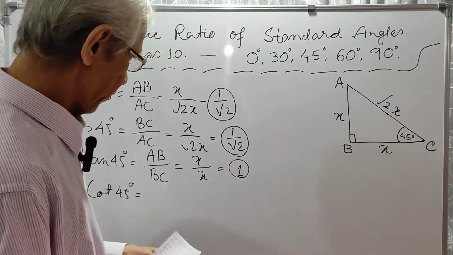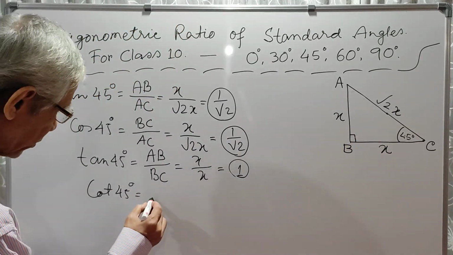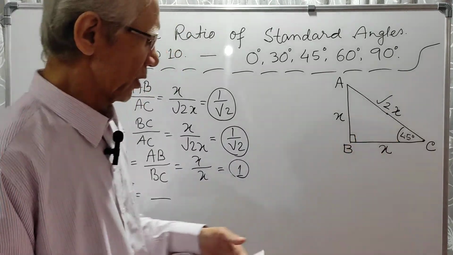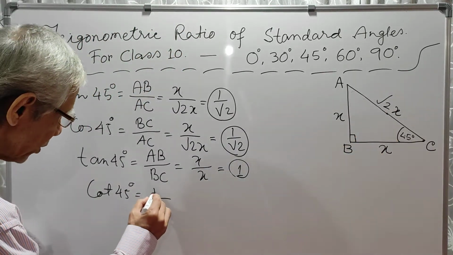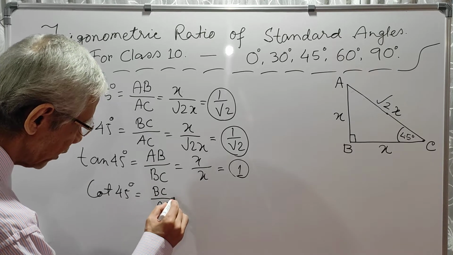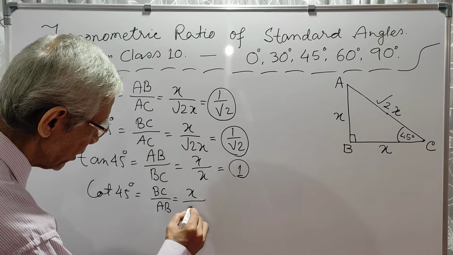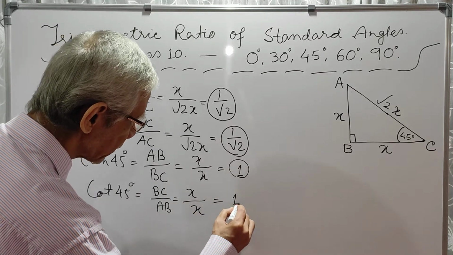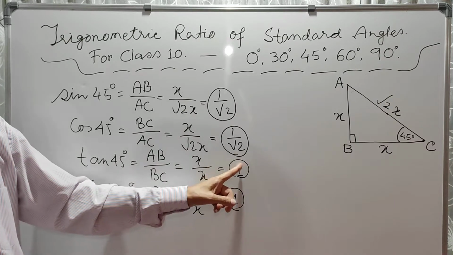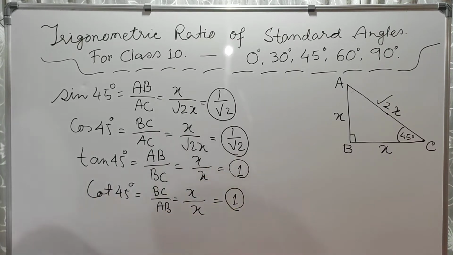So using the triangle, cot 45 is what? Cot 45 is adjacent by opposite. That means BC by AB. Now BC is X, AB is X, therefore it is 1. So tan 45 is 1, cot 45 is reciprocal of this, so 1. Okay. Now what is there left?